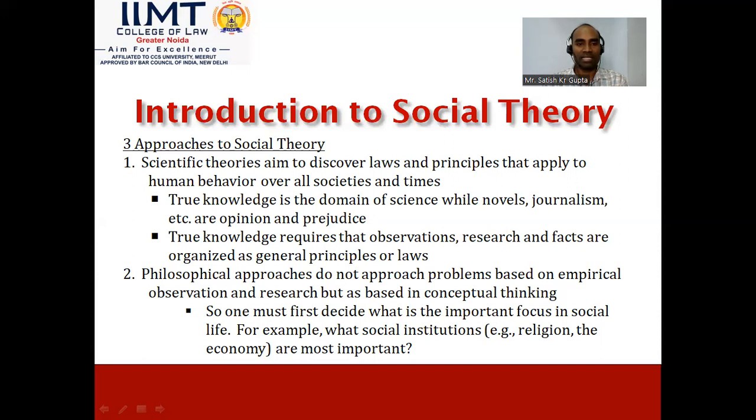So in that sense, we can see the true knowledge in the domain of science, while novel, general, etc., are opinion and prejudice. And the second one is that true knowledge requires that observations, research, and facts are organized as general principles or laws. So here we can see that there are several factors which can produce scientific knowledge, scientific theory.